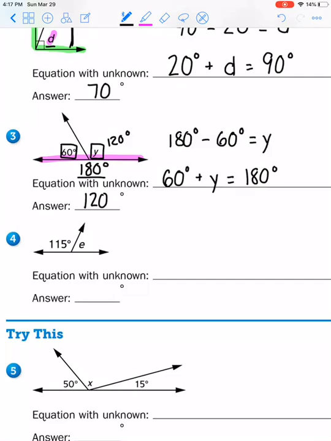Make sure you are including these degrees symbols when you are writing your answers. Because if you don't include them, then we don't know that you're talking about the measurement of an angle. You could just be writing a whole number. So make sure you include them.